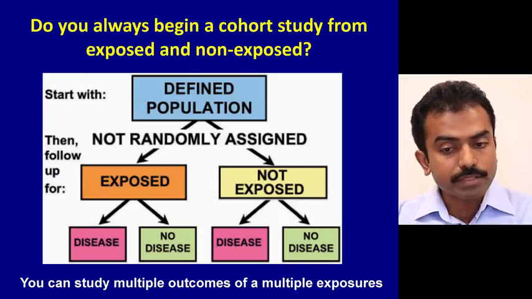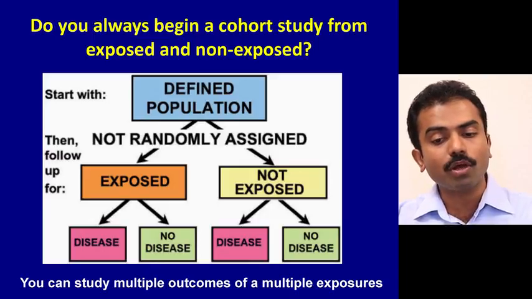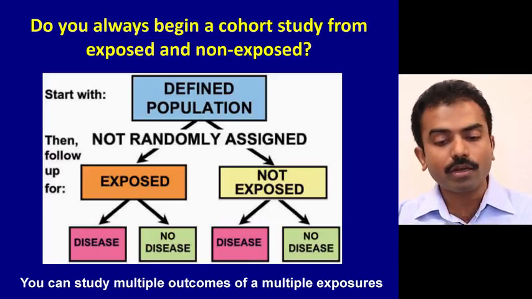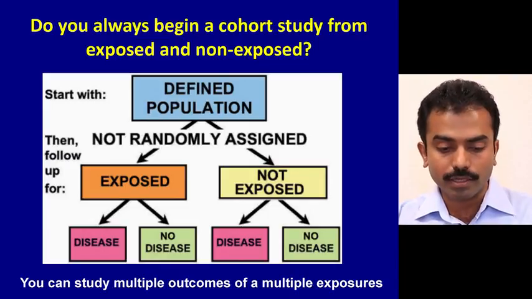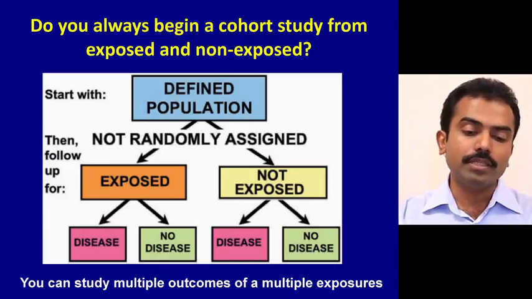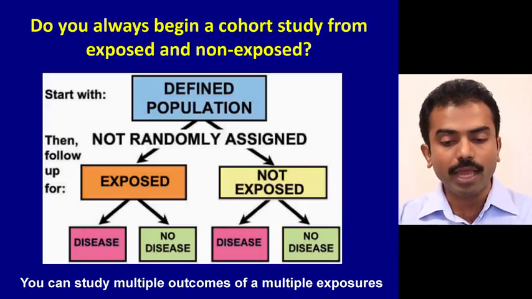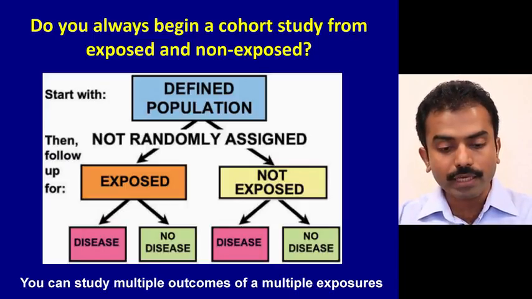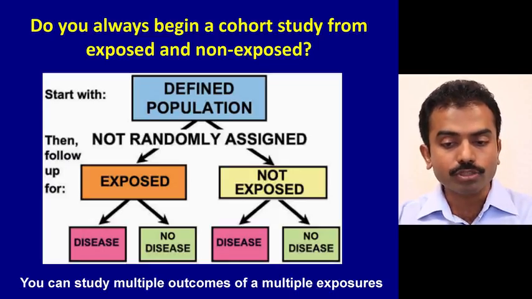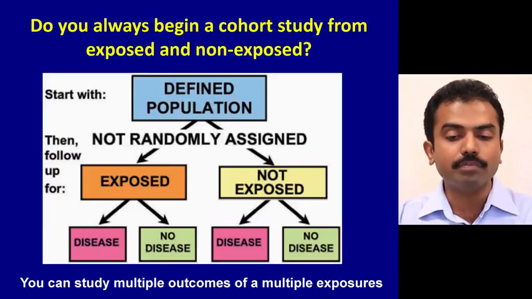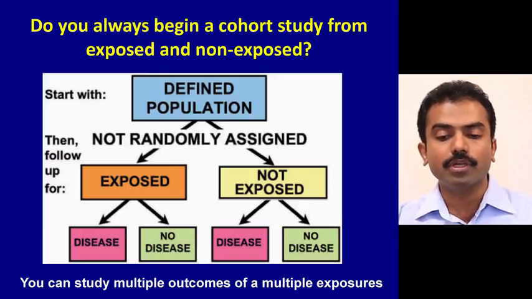Well, do you always begin a cohort study from exposed and non-exposed? Well, not necessarily, and I'll give you some examples. Maybe you've heard of this large study called the Framingham Heart Study. Framingham, in this case, is actually the name of a place. And all the people staying in Framingham were enrolled into the study. So you are actually putting together a cohort based on some other criteria, like a defined population, instead of an exposure.